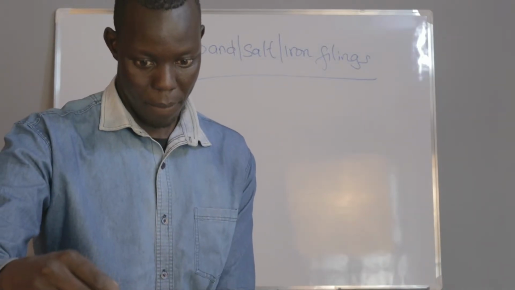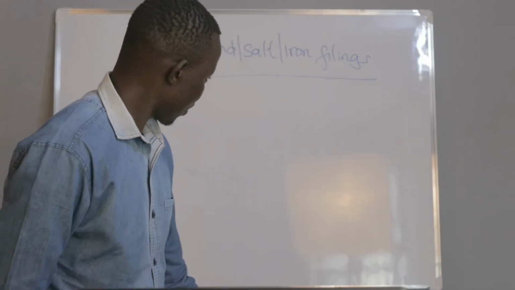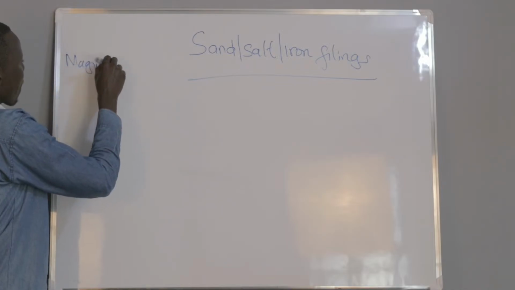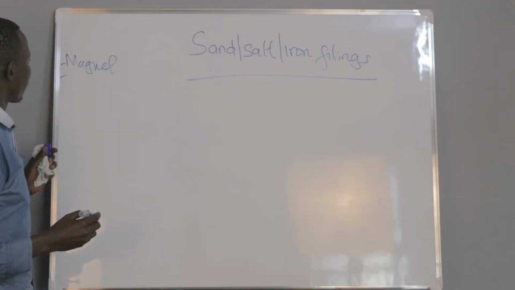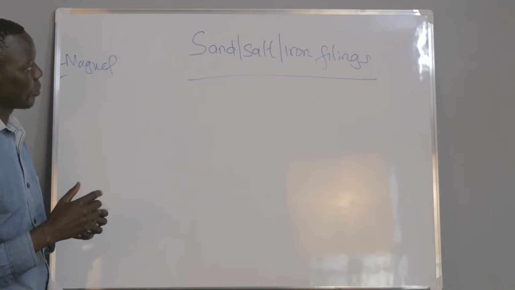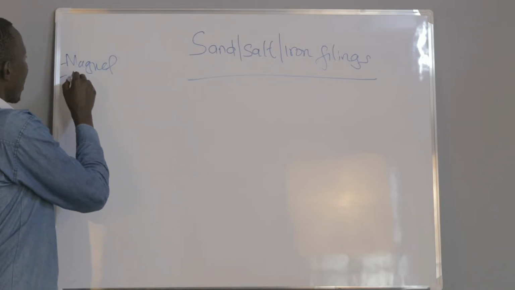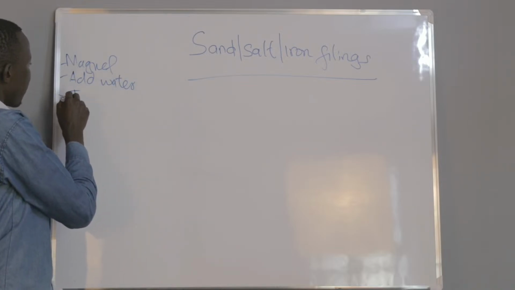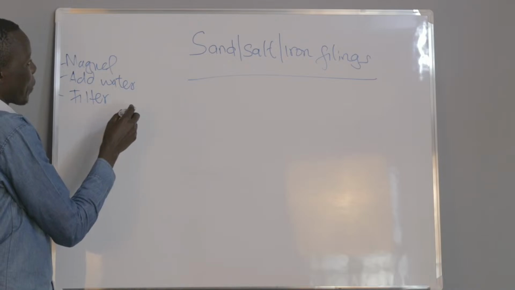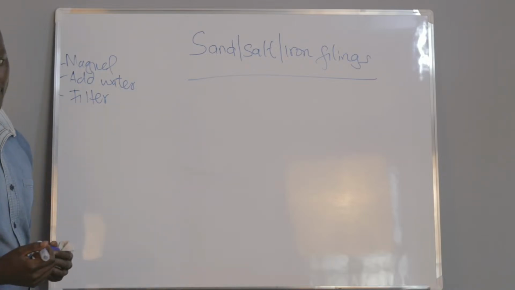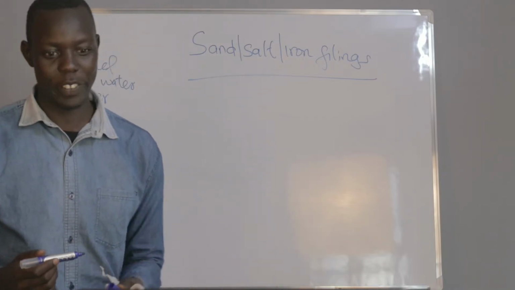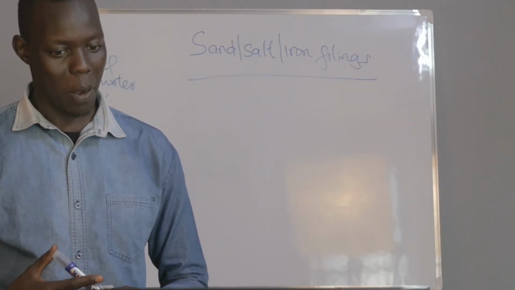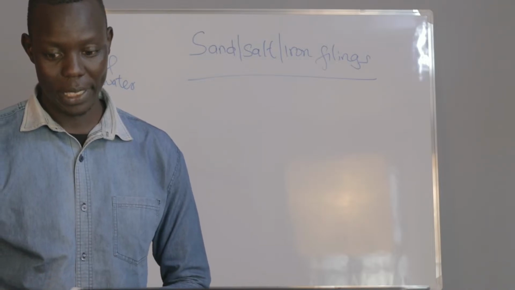First, we use a magnet to remove the iron filings. Followed by? Then we add water. Then we filter, separating the sand. Filter to separate the sand from what specifically? From the water. Okay, so from the water. Now, anybody with a different opinion, please, before I explain?